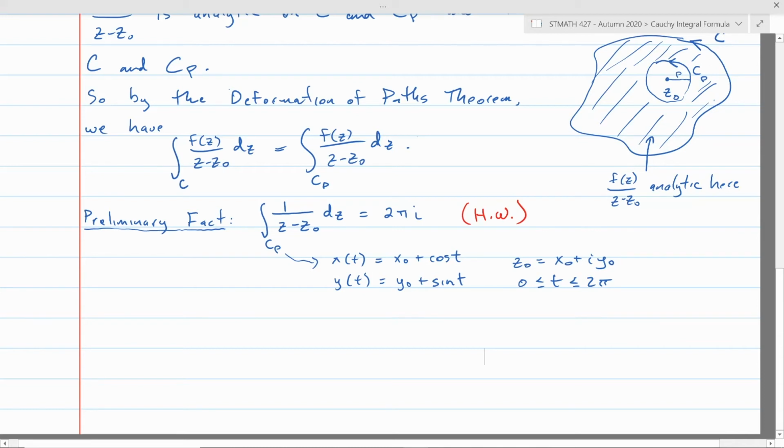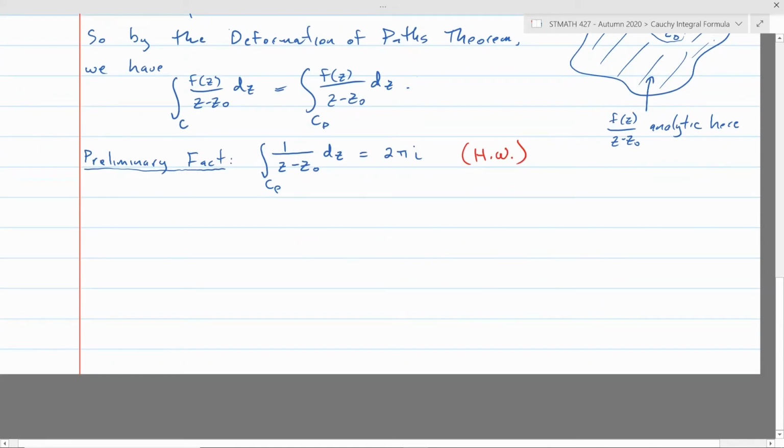It's not real hard to do. In fact, it's kind of fun because you get to use some trigonometric identities. So work that out and you'll see. But we need to know this fact, and the reason we need to know this fact is that it plays into our sort of game plan.